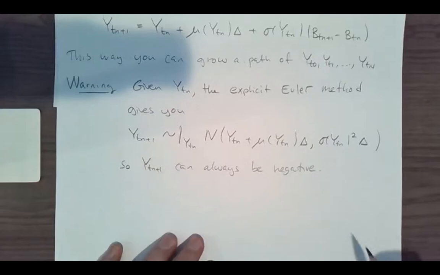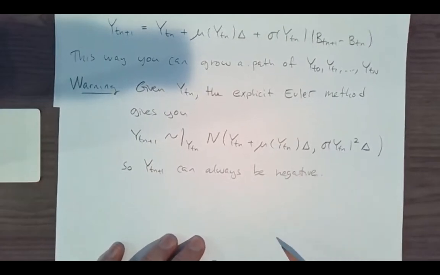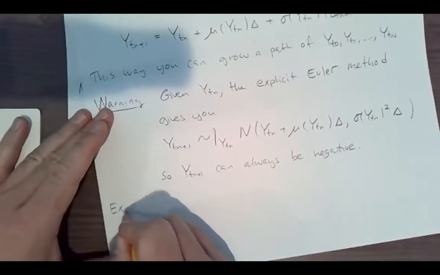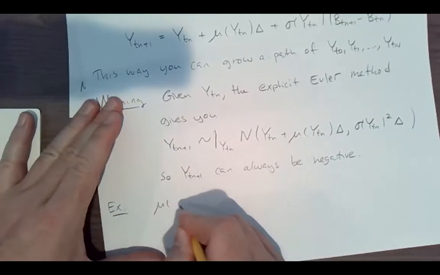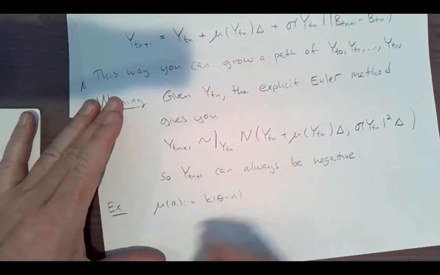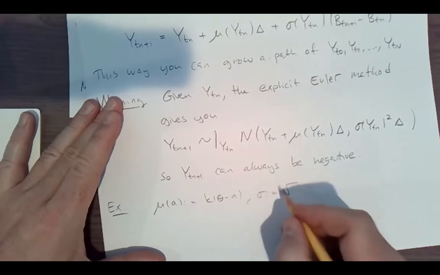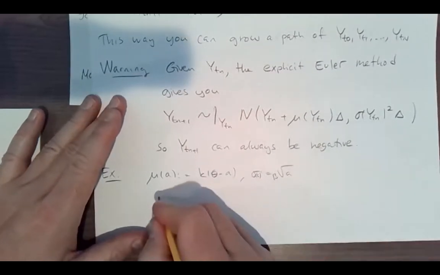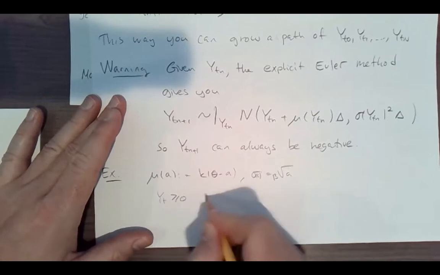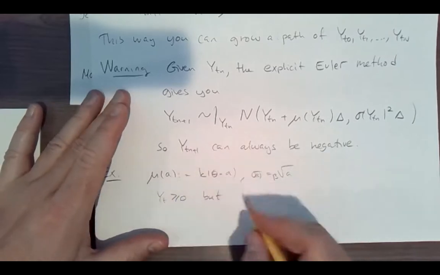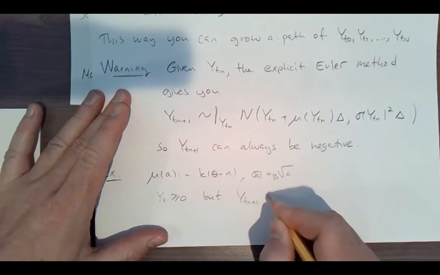And that's a problem if you have, for example, the square root process. If you're doing the example with mu of a being the affine drift, the volatility is the square root of beta times a. In that case, we know that y_t is always positive when kappa theta is positive. But when I'm looking at the Euler path, y_{t_{n+1}}, this can be negative.